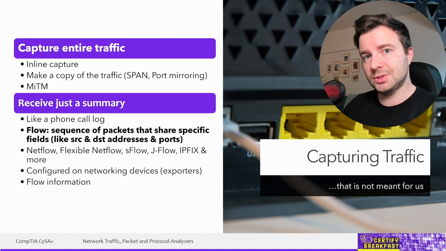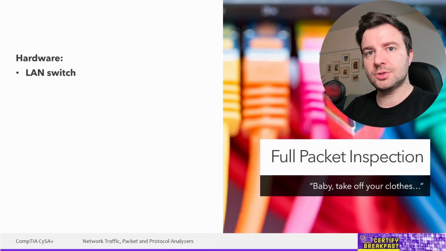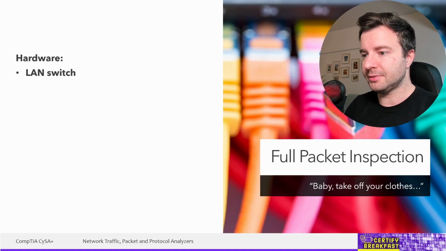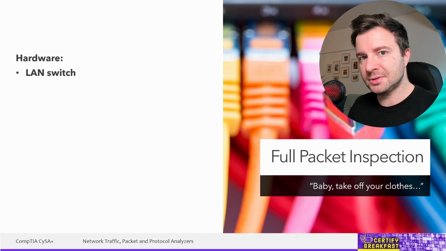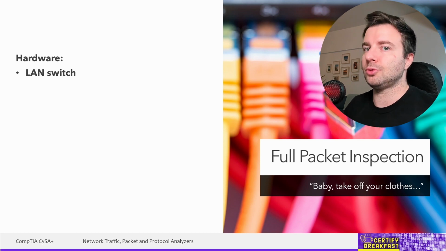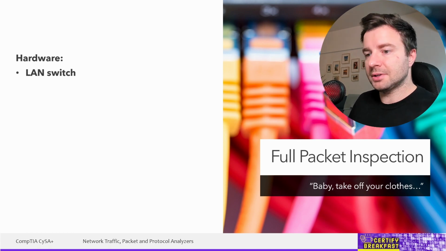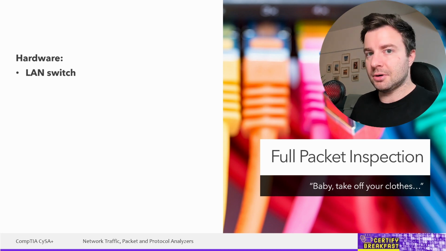All right, so let's see what exactly we need to capture all the traffic, or just to capture this summary information. In order to inspect the entire traffic, or to perform full packet inspection, first of all, you need a copy of that traffic. So you either capture it directly inline, or you use a device like the one that we've talked about before, using SPAN functionality on Cisco switches or port mirroring functionality for other vendors that are going to generate an additional copy of the traffic that you can later analyze.